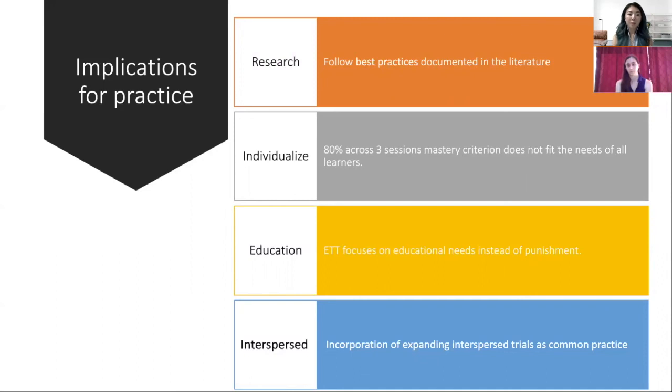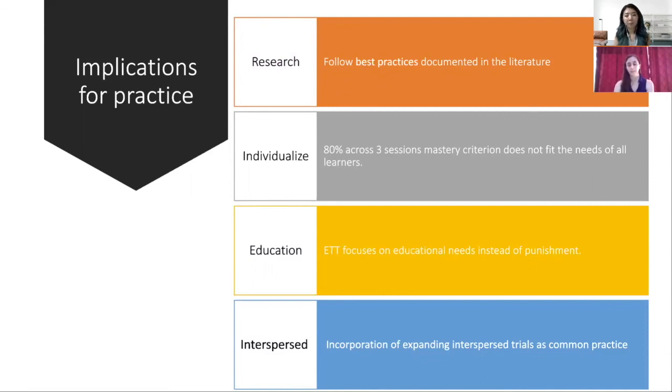We also want to emphasize the importance of education. So expanding time trials focus on the educational needs instead of punishment. For mass trials, when a child gets something incorrect, mass trials basically requires the child to do that same target 20 more times until they can get it correct. And our last point for implications for practice is for practitioners to incorporate expanding interspersed trials as a common practice in their everyday work.